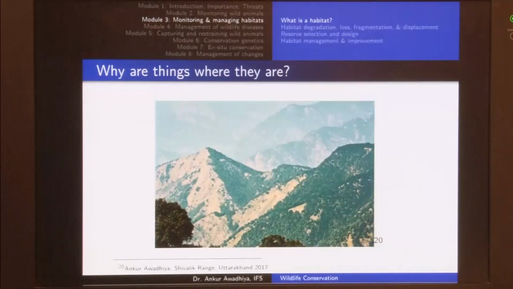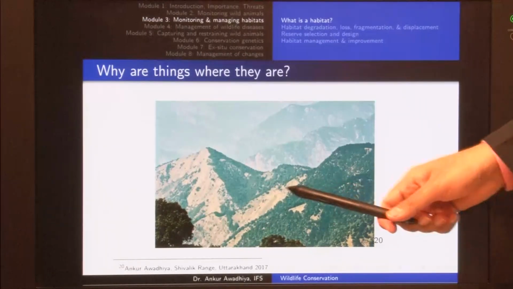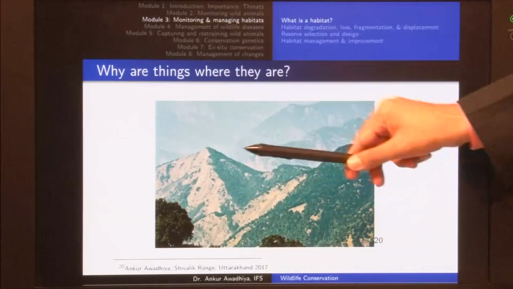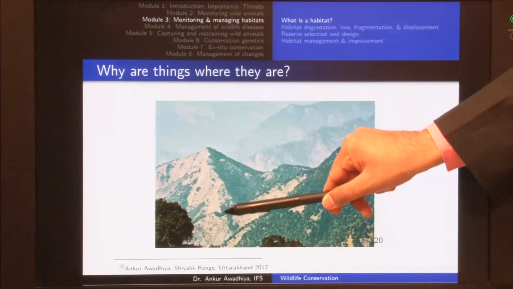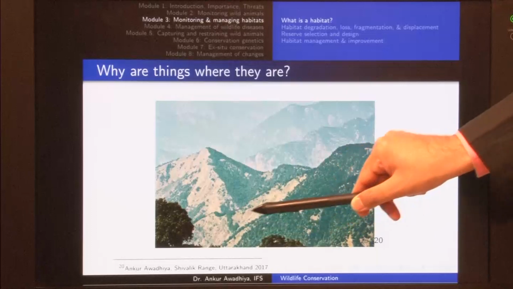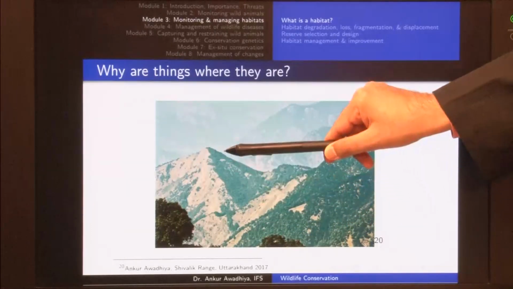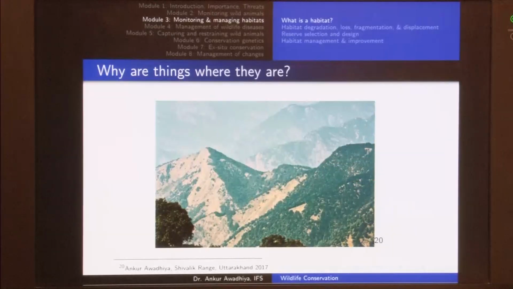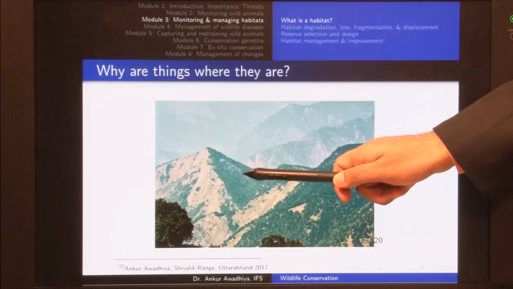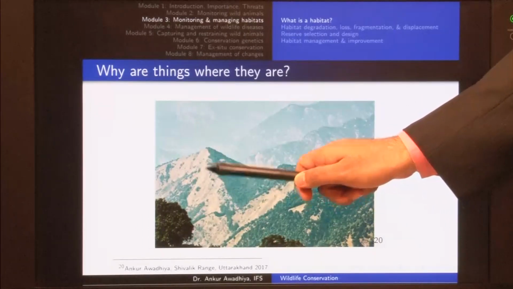So, let us look at this image. Now, this image again is from the Shivalik range of Uttarakhand, and here we see some mountains, or you may even call them hills because the height is not very high, but we can observe that on these slopes there is hardly any vegetation, whereas on these slopes we can observe that we have quite a lot of vegetation, mostly in the form of trees. So, now the question would be, why do we find trees here and why do not we find trees here?